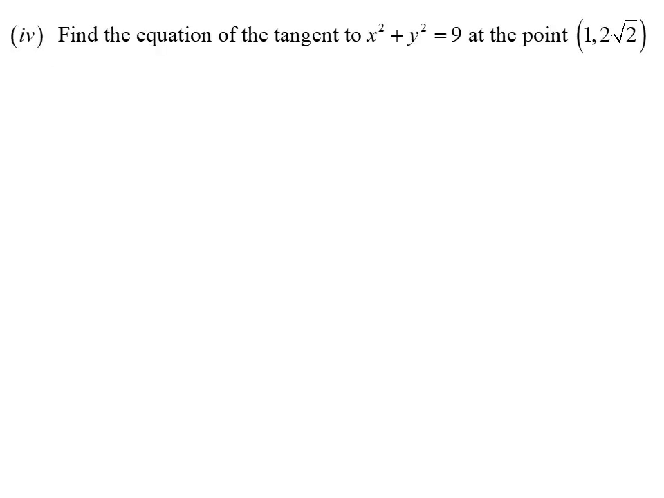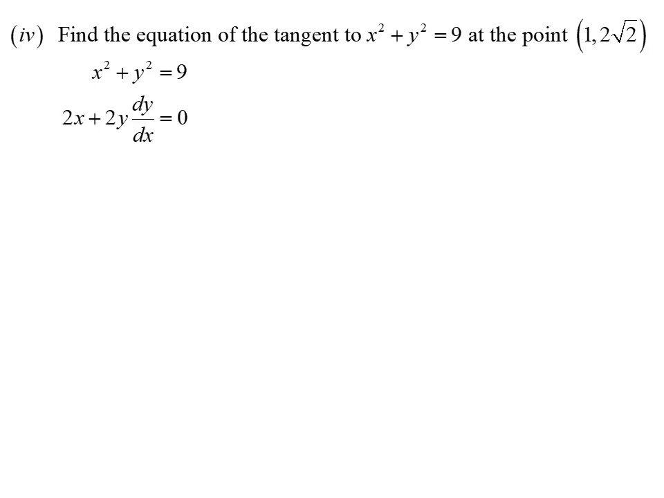So if I want to find the equation of the tangent to this circle at the point (1, 2 root 2), at that specific point, well, to find the slope of the tangent, I need the gradient function or the derivative. I don't need to make y the subject. I can just differentiate this straight away. All I'm going to do is differentiate both sides of this equation with respect to x.